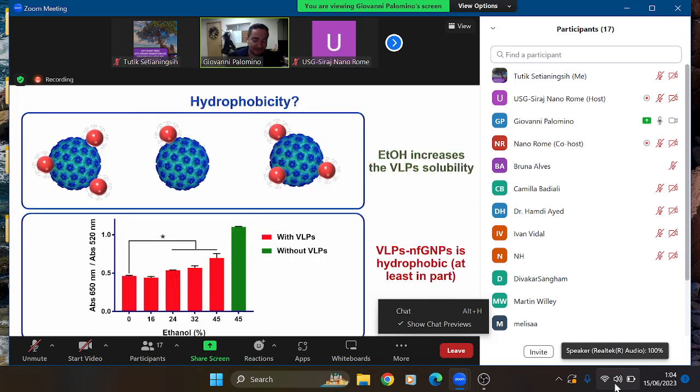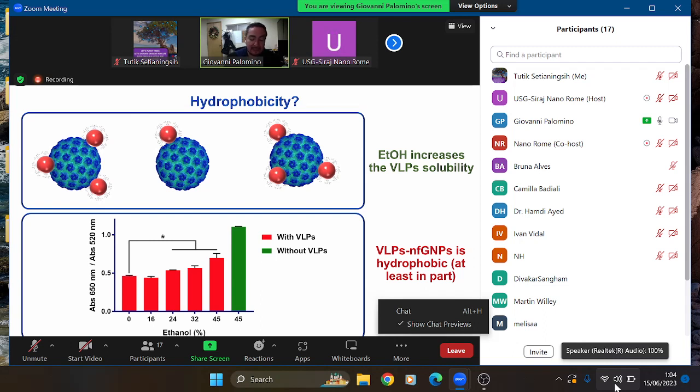So we bet on hydrophobic forces. To show that, we included ethanol in the complex formation, with the hypothesis of increasing the VLP solubility using a less polar solvent. In this plot, the aggregation assay with increasing concentration of ethanol showed a recovery of the gold nanoparticle aggregation capacity, suggesting that at least in part, the interaction is hydrophobic.